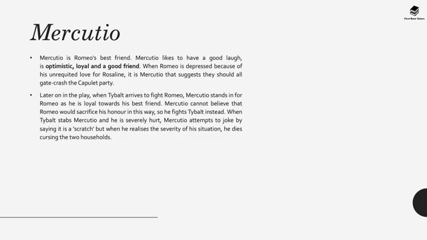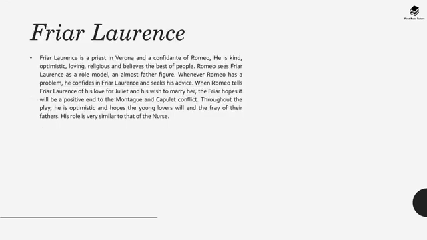Mercutio is another important character, and he's Romeo's best friend. He likes to have a good laugh, he's optimistic, loyal, and a good friend. When Romeo becomes depressed because of his unrequited love for Rosaline, it's Mercutio that suggests they should all go to the Capulet party. Later in the play, when Tybalt arrives to fight Romeo, Mercutio stands in for Romeo as he's loyal towards him. He can't believe that Romeo would sacrifice his honor in this way, so he fights Tybalt instead. When Tybalt stabs him and he's severely hurt, Mercutio attempts to joke by saying it's just a scratch, when he realizes the severity of the situation, and he dies, cursing the two households.